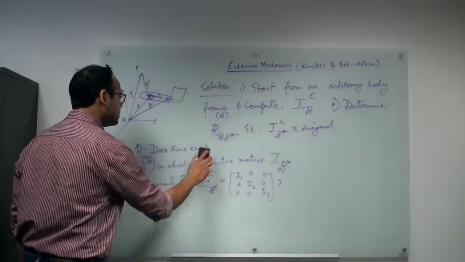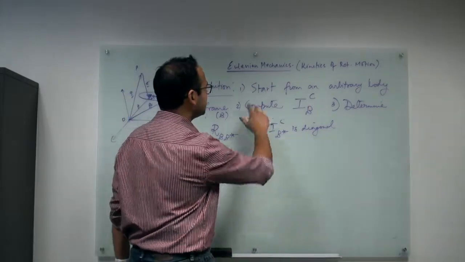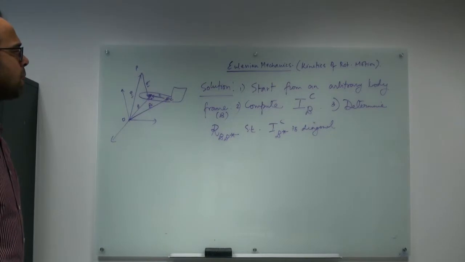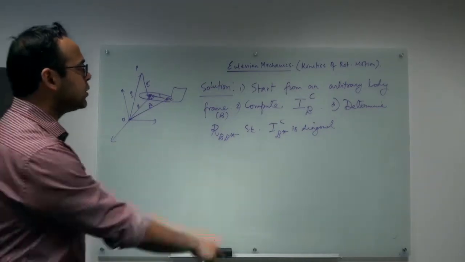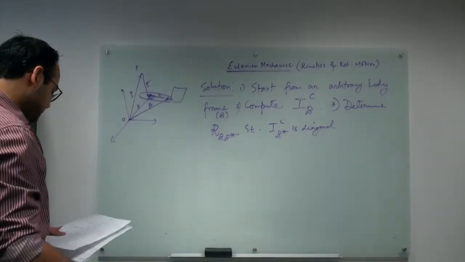That seems pretty reasonable. Find some starting point, some convenient body frame, compute the inertia matrix there, and then find the path to that special body frame. Okay?